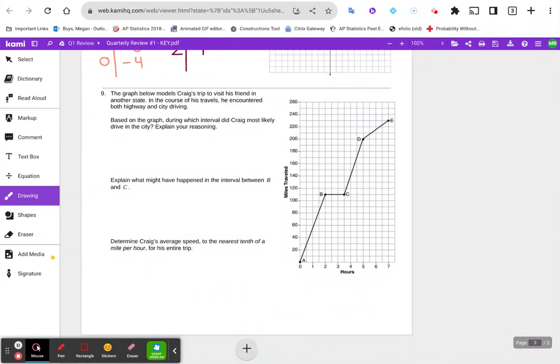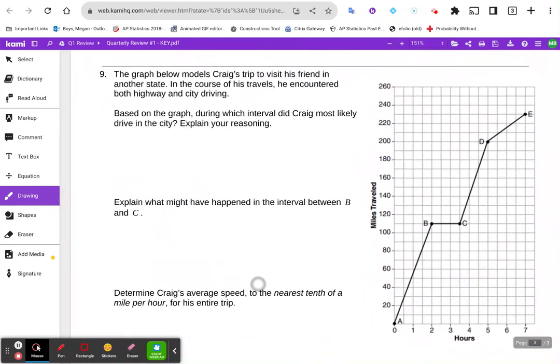All right, last question for this first quarterly review here. We've done this question a bunch of times, but let's throw it back and remind ourselves how it's set up. The graph below models Craig's trip to visit his friend in another state. In the course of his travels, he encountered both highway and city driving. Based on the graph, during which interval did Craig most likely drive in the city?